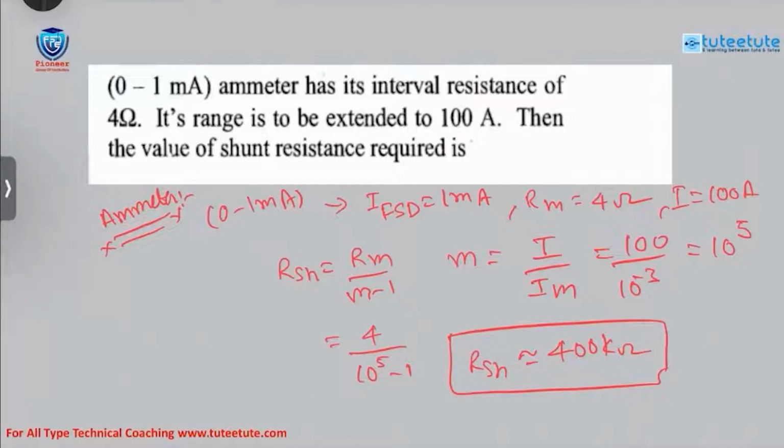The 10 to the power minus 5 will go to the upside, so it will be 4 divided by 10 to the power minus 5. So 400.